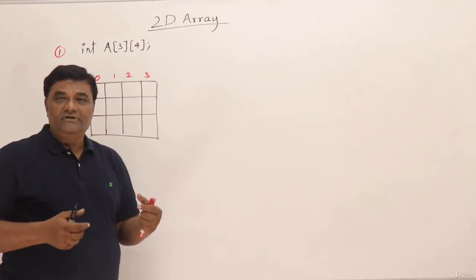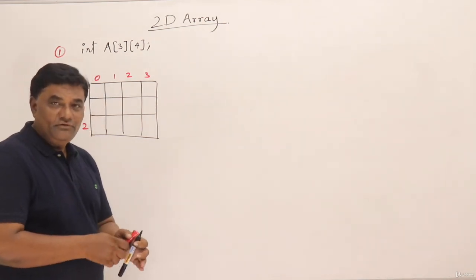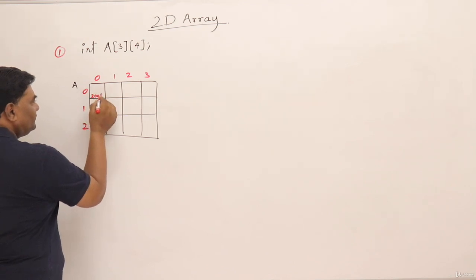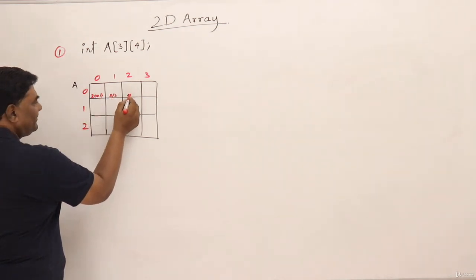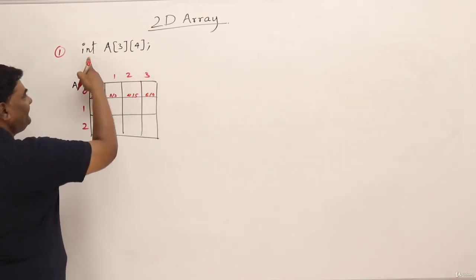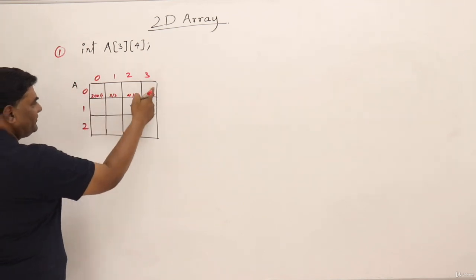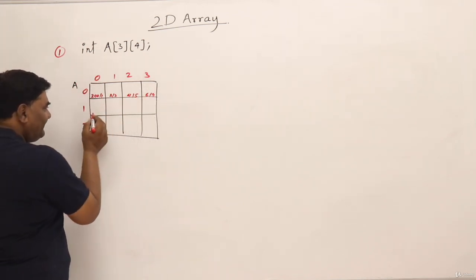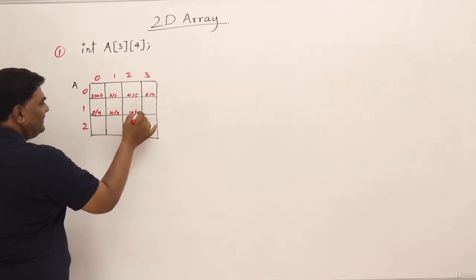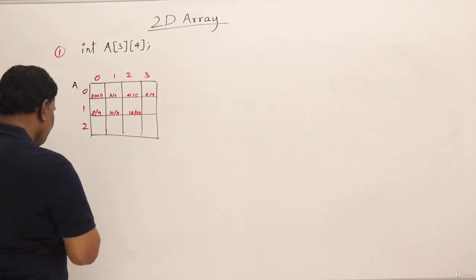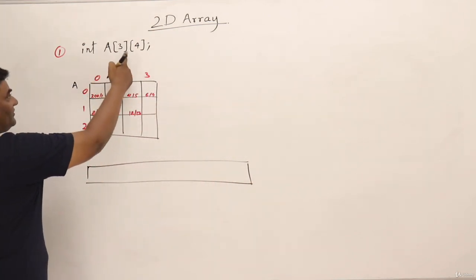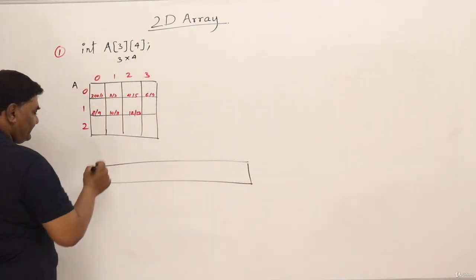But really the memory allocated will be linear. For example, if you want to look at the addresses, let us assume that the first byte's address is 200 and 201. Then this is 202 and 203, 204 and 205, 206 and 207. So this is memory for each integer, as we are assuming that an integer takes 2 bytes. Then this will be 208 and 209, 210 and 211, 212 and 213. So this means that in reality, the memory will be allocated like a single dimension array with 3 into 4, 12 integers.